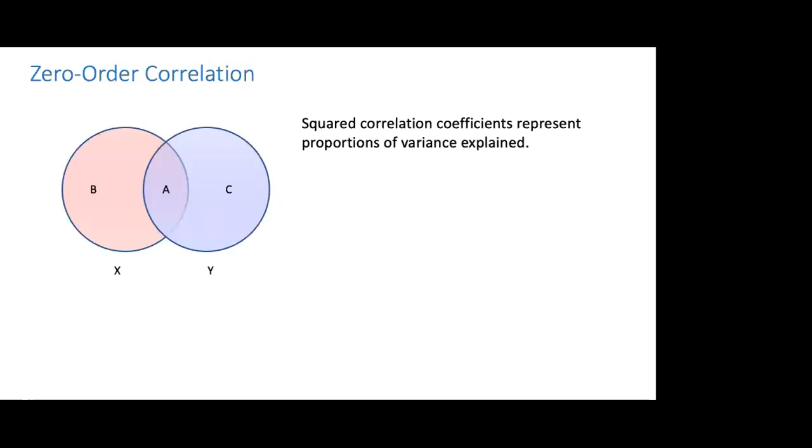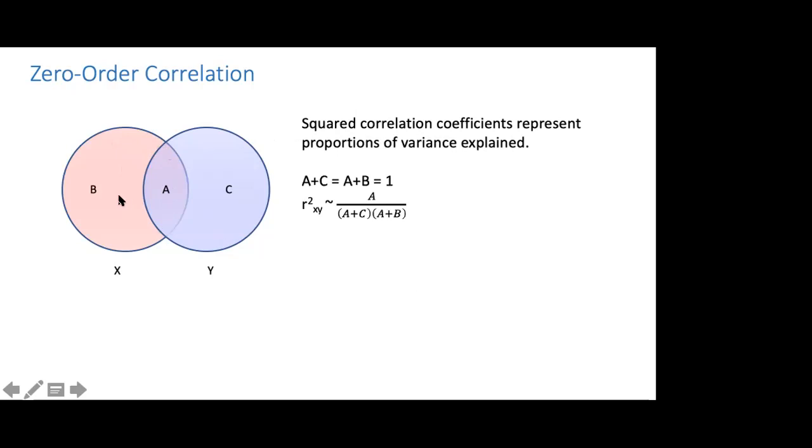So that's just a reminder, right? What is a zero order correlation or bivariate correlation? We have two variables, represented here by these two circles, right? It's a Venn diagram. So that is X, that is Y. And then we have this overlap between our two variables, in case they're correlated. And then the squared bivariate correlation coefficient represents the portion of variance that is explained in each of the two variables by the other one.